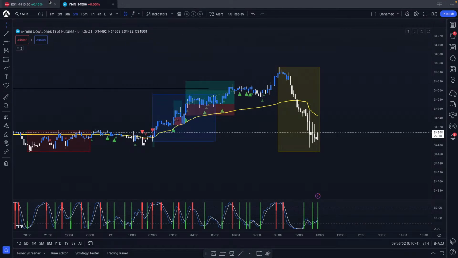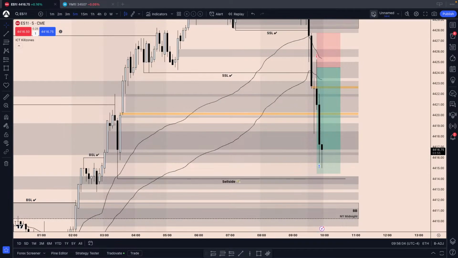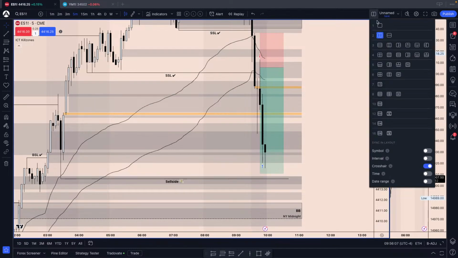Alright, let's see, NQ didn't clear just yet.